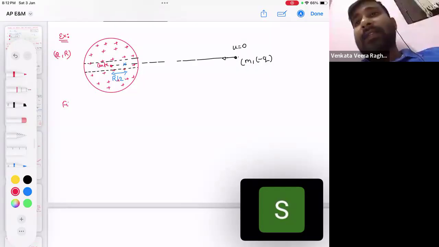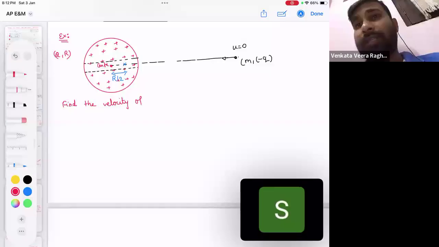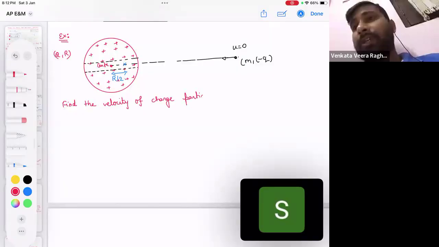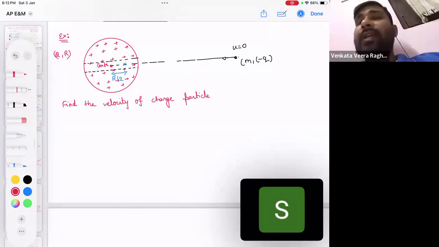And the second thing, it's not a conducting one. It is a non-conducting one. Okay. So find the same thing again in this question also. Find the velocity of the charged particle. So here also the concept is going to remain the same, energy conservation. But here you have to apply the energy conservation a little bit carefully.